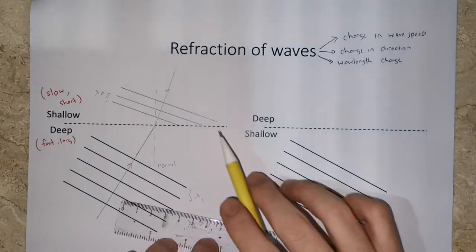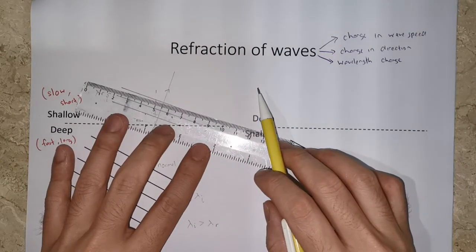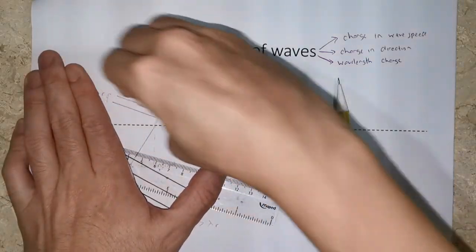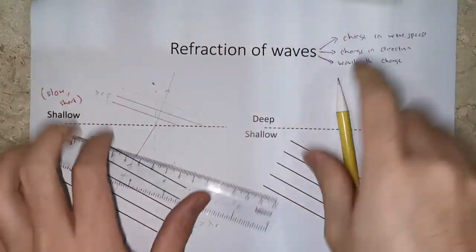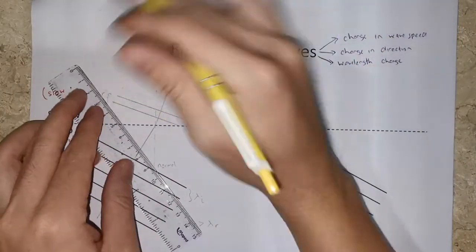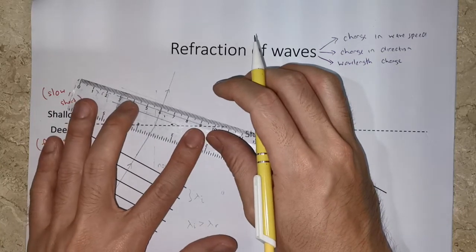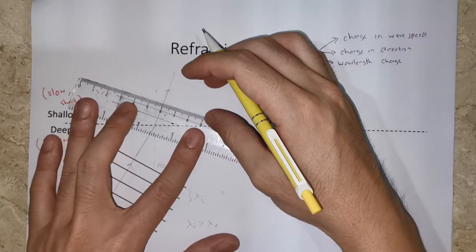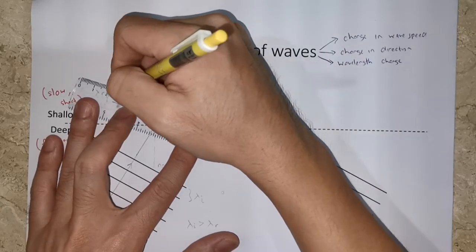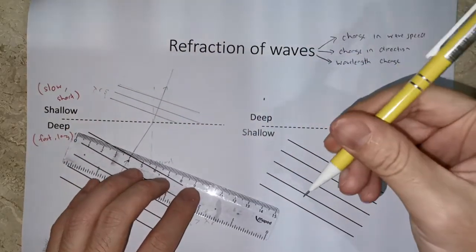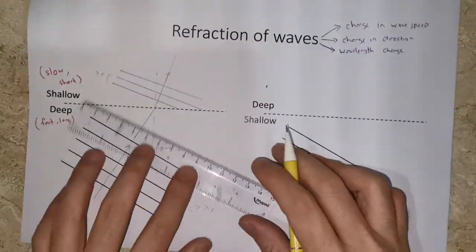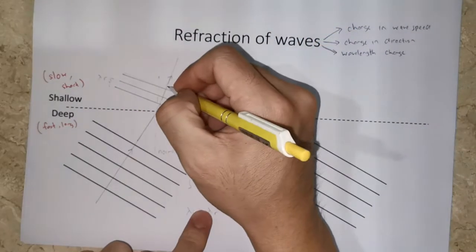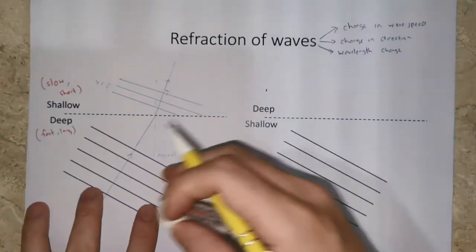Okay, I need to change that slightly. This is why we use a pencil. Need to make sure it's 90 degrees. There we go. So that's our refraction of waves moving from deep to shallow.